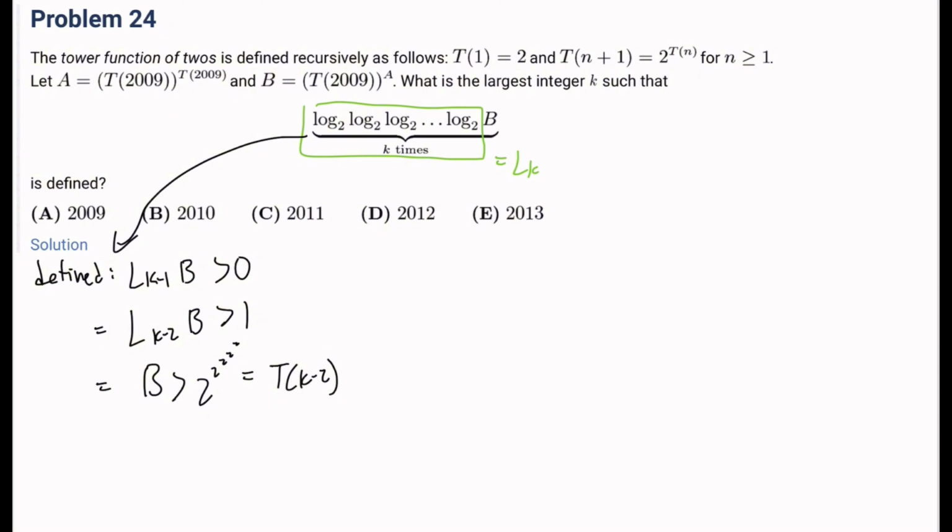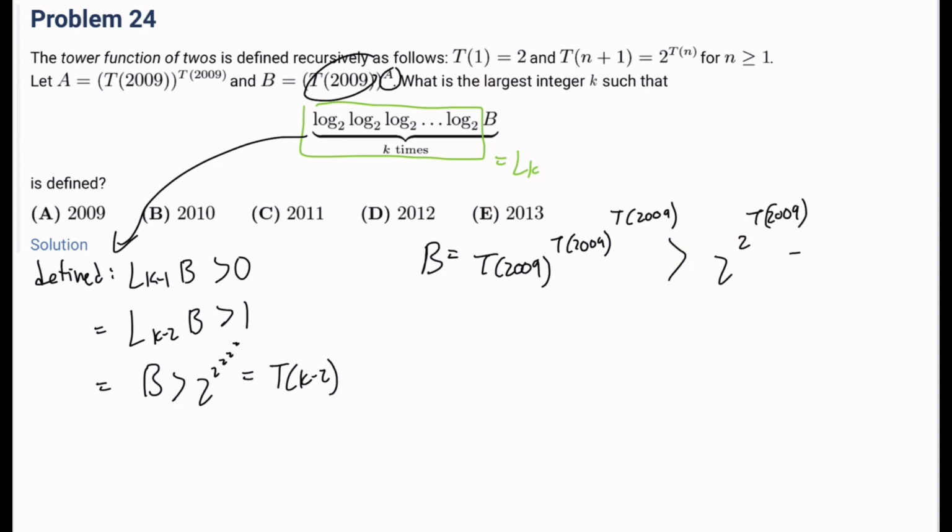We know that b equals t_2009 of a, which is 2 to the power of t_2009, right? But then we know that this is greater than 2 to the t_2009, right? And this is just equal to t_2011. We know that b is greater than t_2011, and so that means this and this can be equal, right? So that means t_{k-2} equals t_2011 is possible, right?